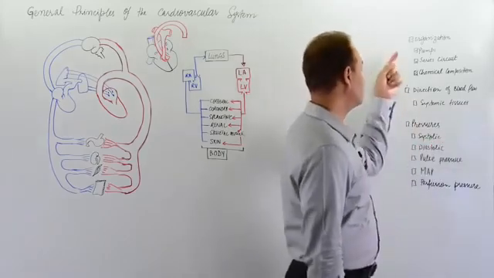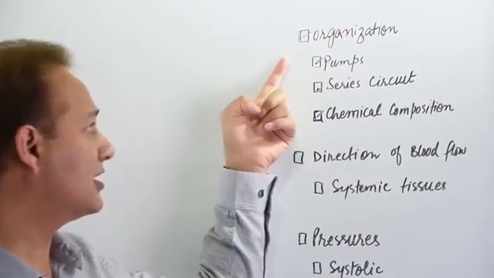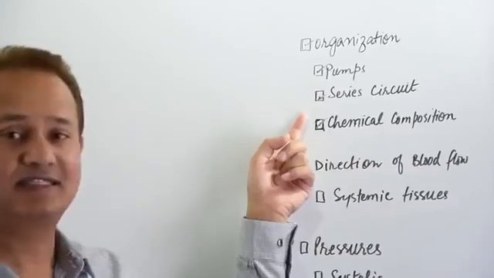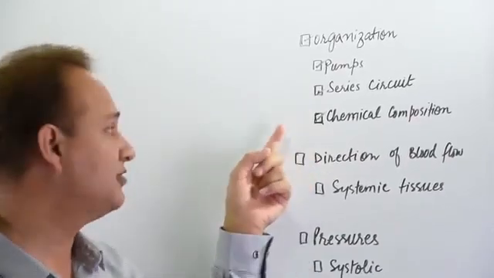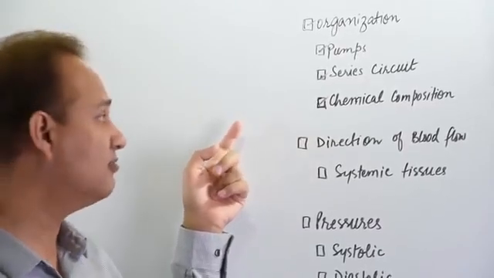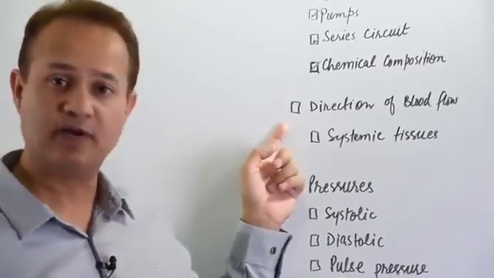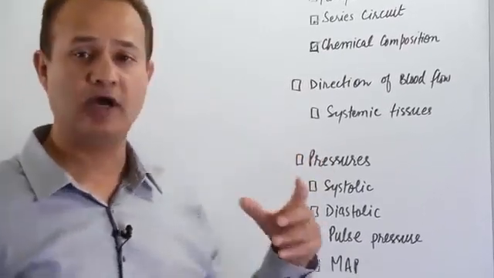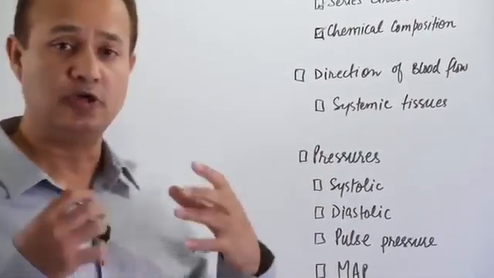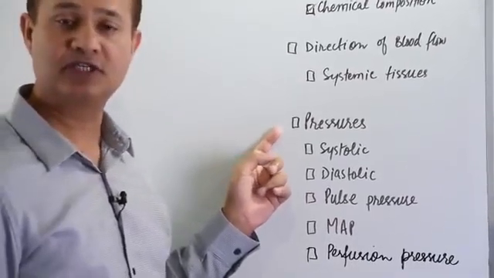The topics that we'll cover today are going to be pretty simple. It is the start of the CVS. So the organization of the cardiovascular system, the heart as two separate pumps, the series and parallel circuits in the CVS, the chemical composition or the oxygen and carbon dioxide levels at various parts in the cardiovascular channel, direction of the blood flow in this circuit, and what do we mean by the systemic tissue and what are the systemic tissues. This is really important. You'll use this term throughout your medical career. And then various pressures and their definitions.